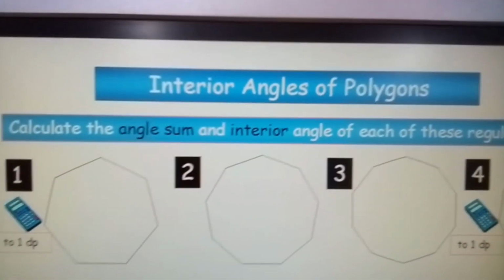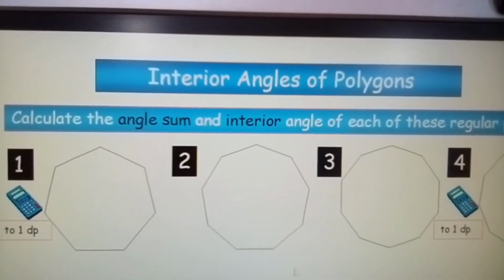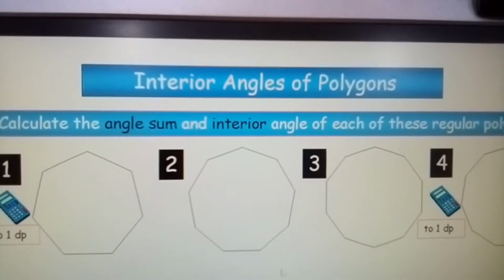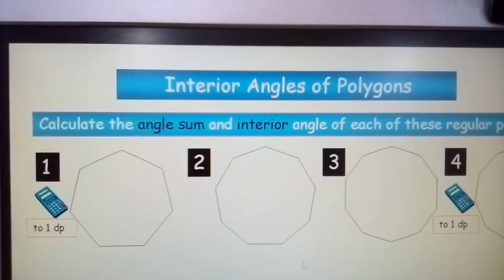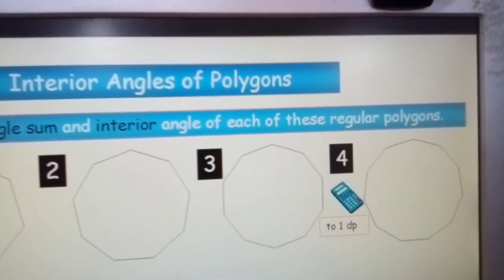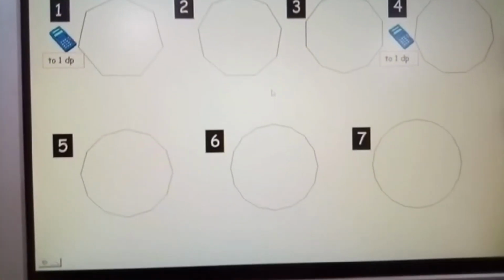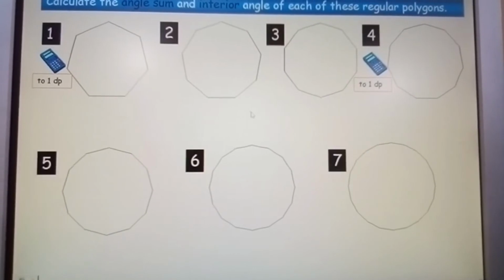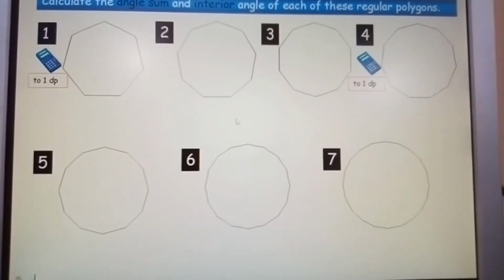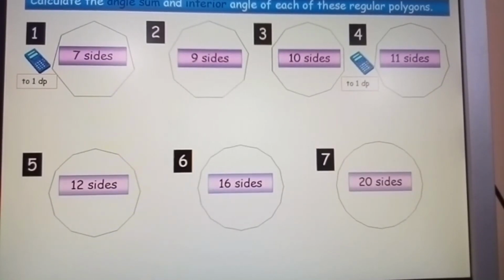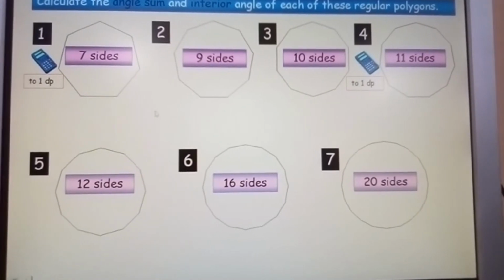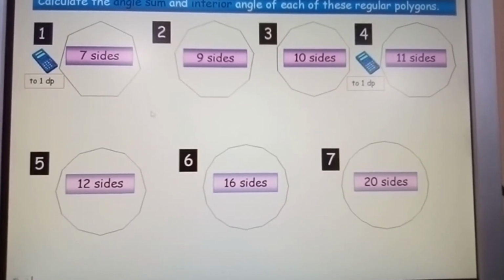Interior angles of polygons continues. Calculate the angle sum and interior angle of each of these regular polygons. So have you got this for yourself first? Okay, before.